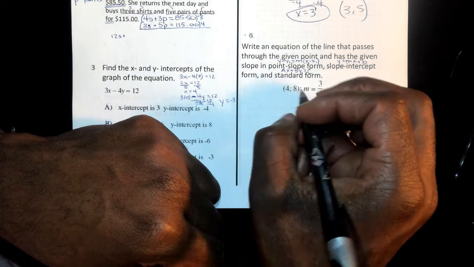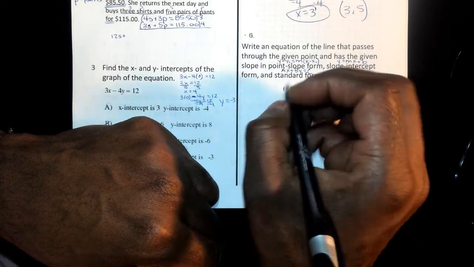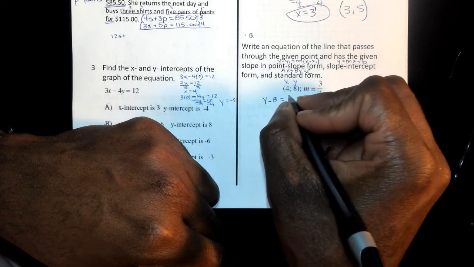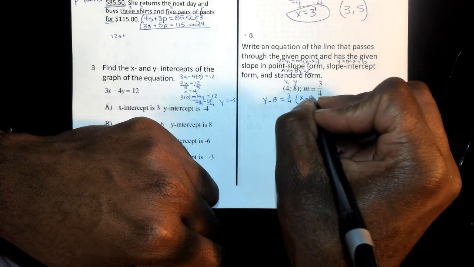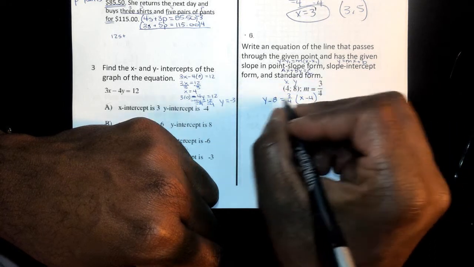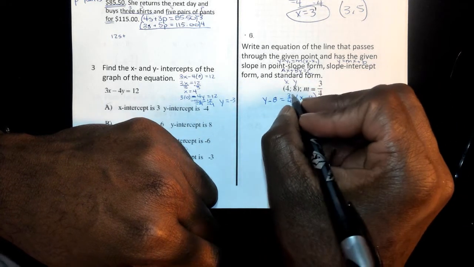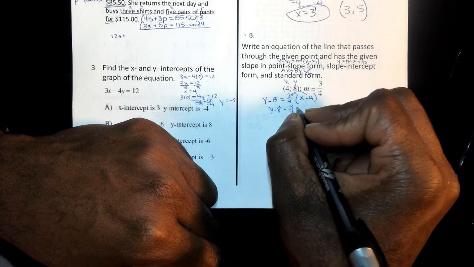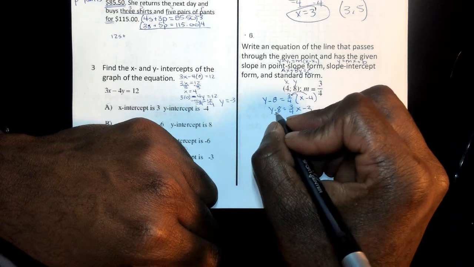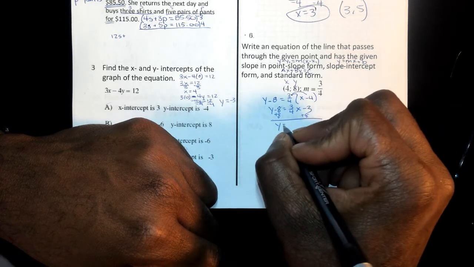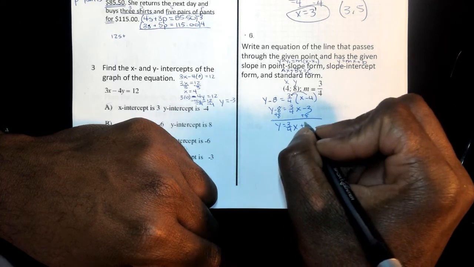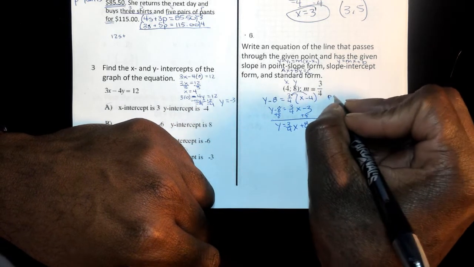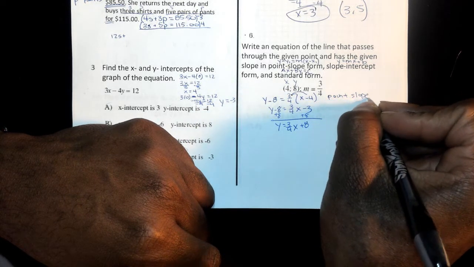So point slope form is going to be the easiest here because that's exactly what we have. So you have y minus 8, because this is x and y, equals 3/4 times x minus 4. Alright, so this is point slope form right here. To get it in standard or slope intercept form, we just get y completely by itself. Alright, and then add. This is slope intercept form, and this is point slope.